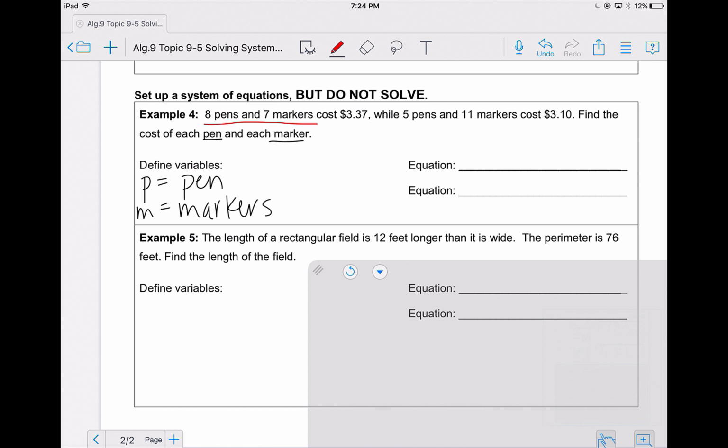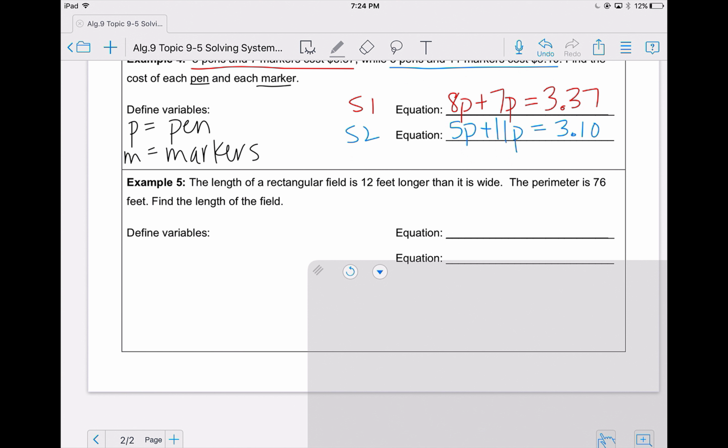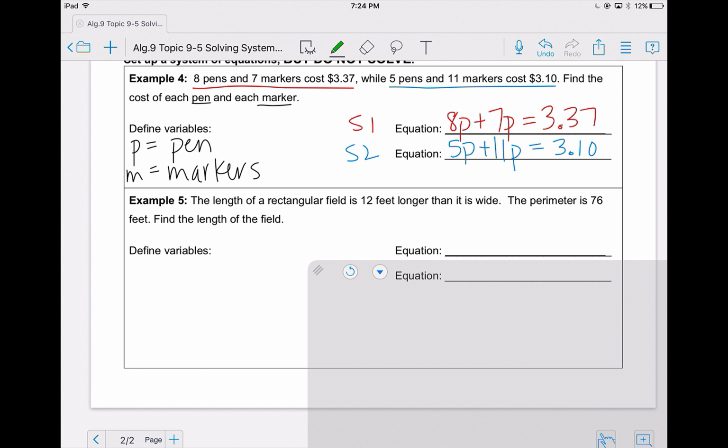Now for my first sentence, 8 pens plus 7 markers cost a total of $3.37. So this is like sentence 1 or shopping trip 1. The next time we go to the store, or sentence 2, is 5 pens and 11 markers cost $3.10. So for that problem, our variables are being asked. It's the 2 things we don't know. And we have 2 different sentences. The first time we go to the store and the second time we go to the store.